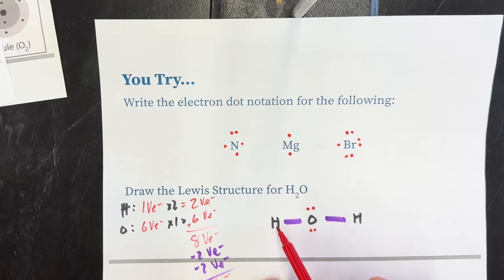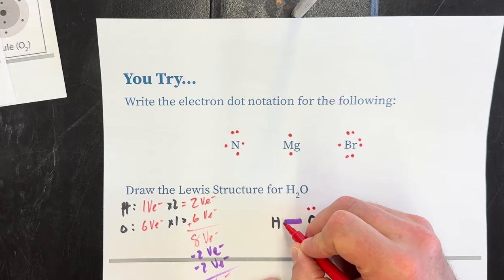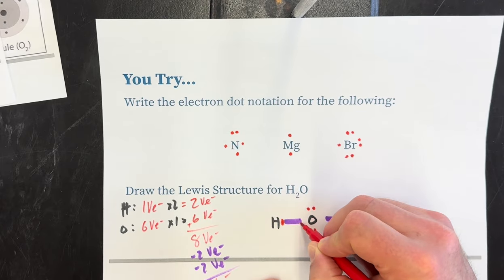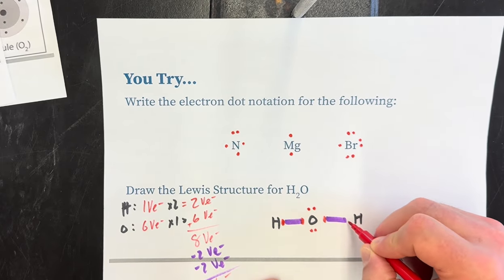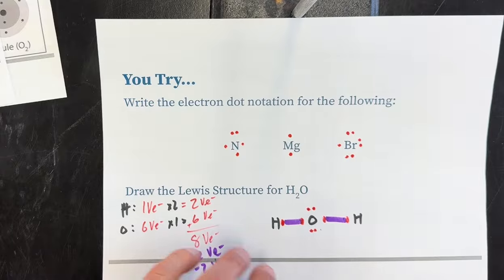Now, the reason why I didn't put a pair of electrons around hydrogen is because hydrogen, as you might remember, only needs 2 valence electrons. So it gets that one from here, and that one from here, and here, and here. So now, both of these hydrogens have 2 valence electrons, and that's what they need. And oxygen has 1, 2, 3, 4, 5, 6, 7, 8, which is what it needs. So this is the correct way to draw the water structure.